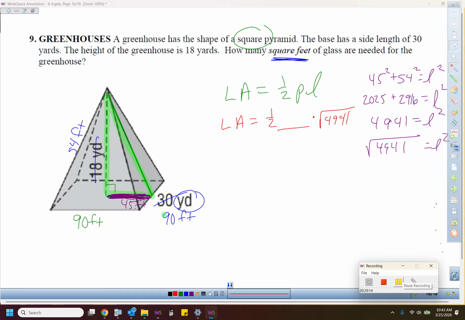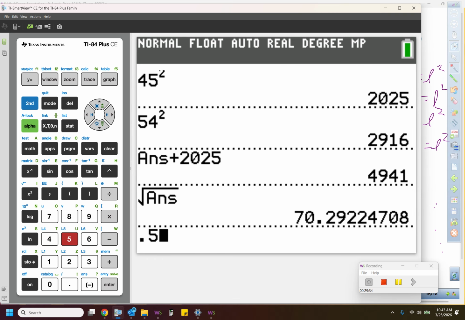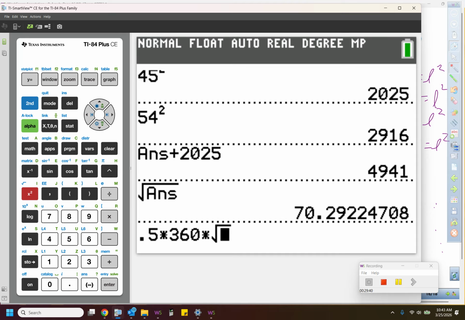So the slant height is still going to be a nasty little radical here. And perimeter of the base is 90 plus 90 plus 90 plus 90. All right. 360. And then we'll punch all that in. You can do 1/2 or 0.5 if you wanted to, times 360 times the square root of 4941. And I got this. And that's a pretty big greenhouse right there.